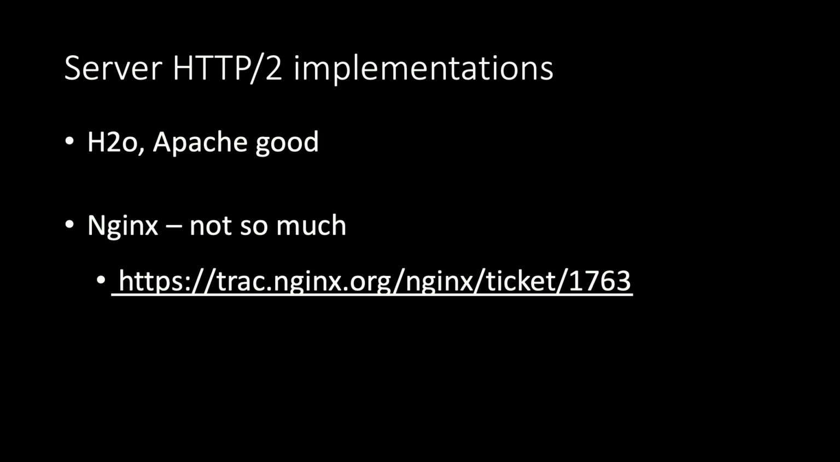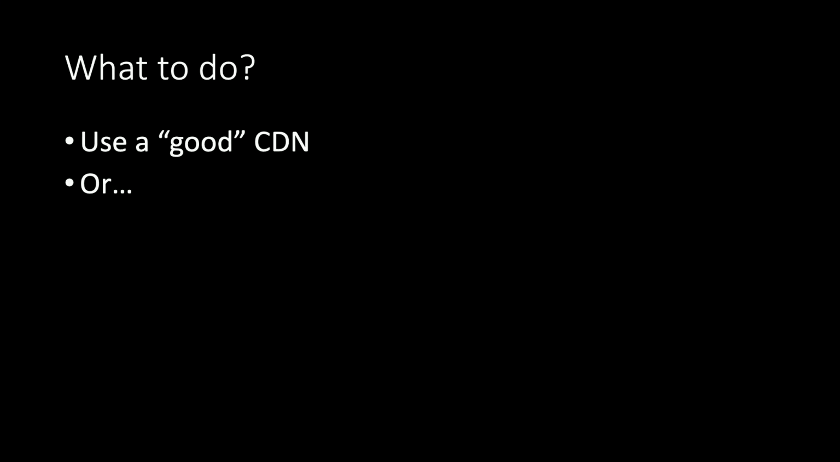As far as the HTTP2 implementations on the server go, H2O is awesome. Kazuo has done an incredible job with that. It's basically the gold standard for HTTP2 implementations. Apache is also really good. Nginx, there are issues. It's got all sorts of buffering issues that still need to be sorted out to actually be able to prioritize correctly, even if you've got the network stuff configured correctly.